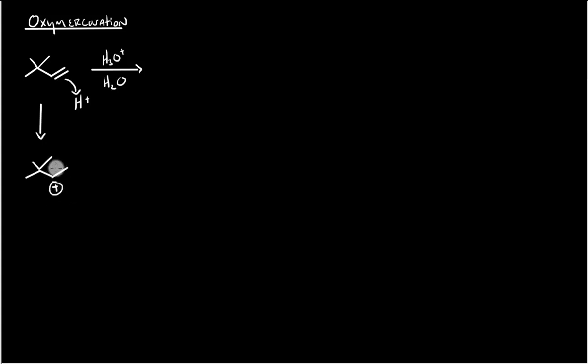We prefer this position over the first. Actually, let me number this: 1, 2, 3, and 4. We prefer to put that hydrogen on the first position and not the second, because if we put the hydrogen on the first, we get a secondary instead of a primary carbocation, which is great because we maximize stability.